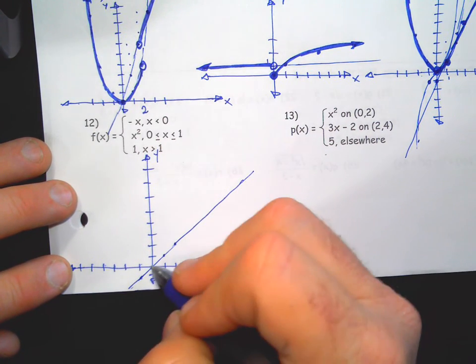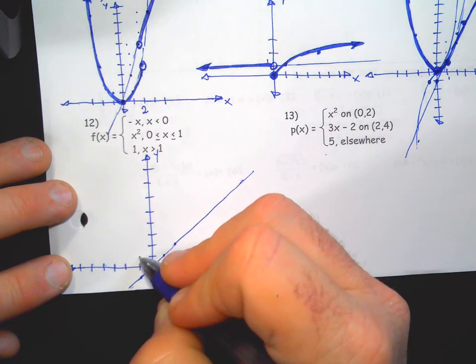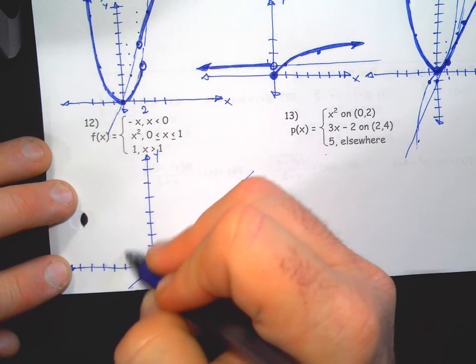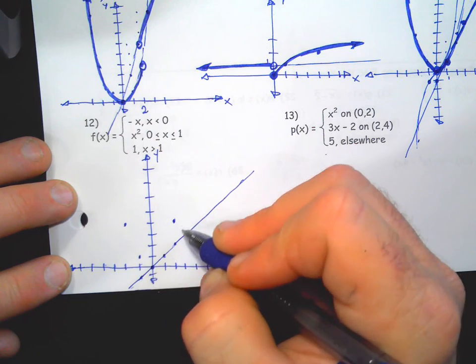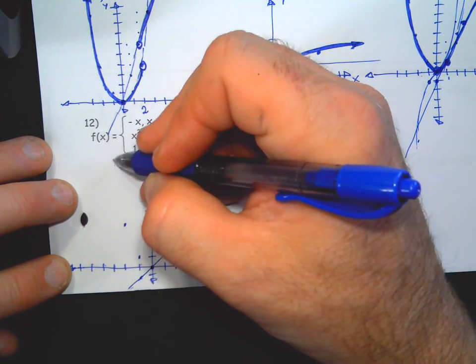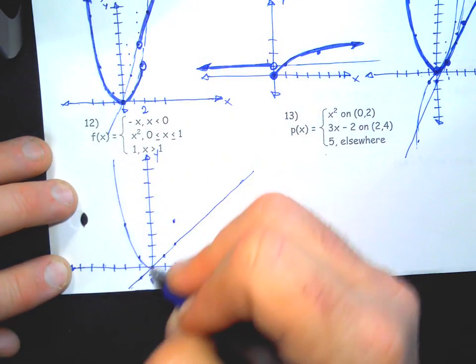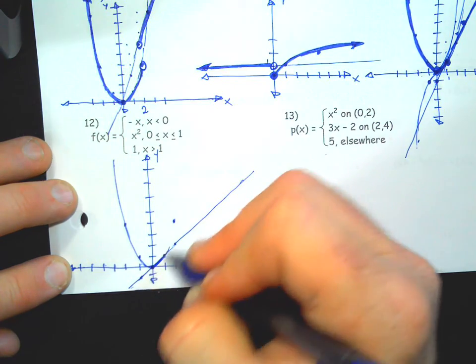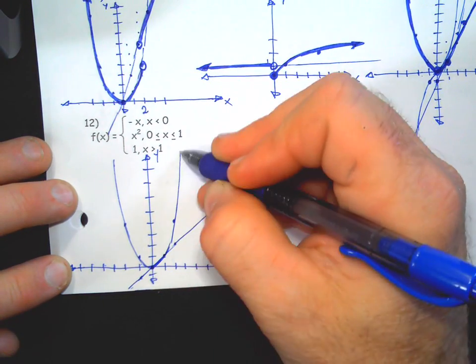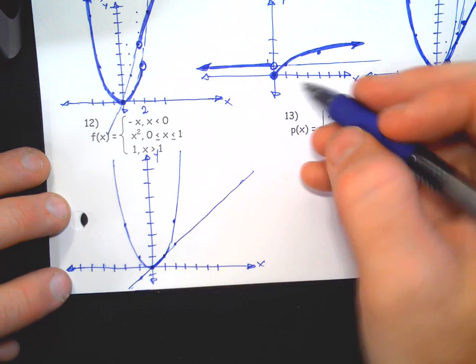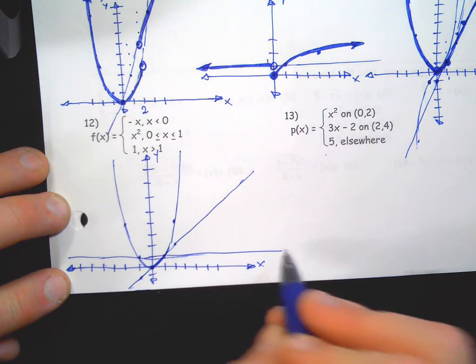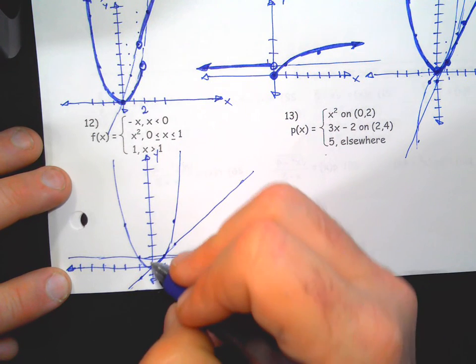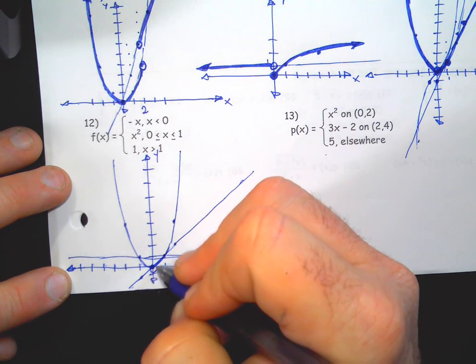The next one's a parabola. 0, 0, 1, 1, 2, 4, 3, 9. It's a parabola, nice and light. Okay, and the other one is just a horizontal line. Y equals 1. Now 0 to the left of 0, it's an open dot.